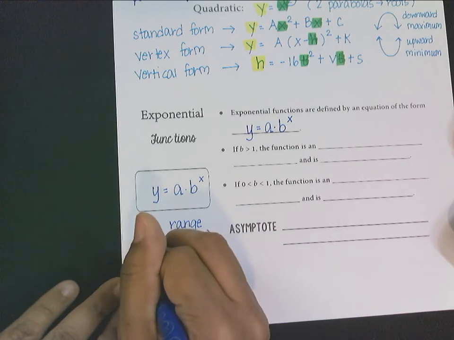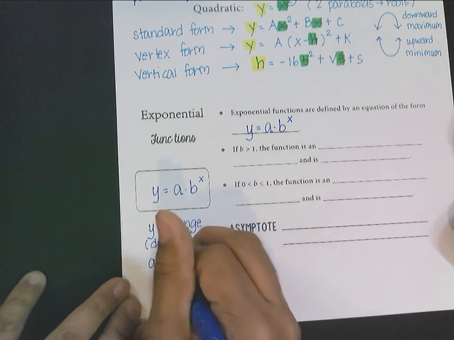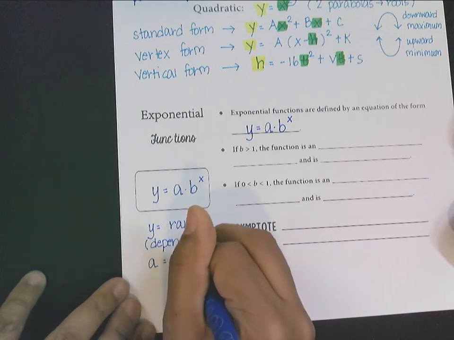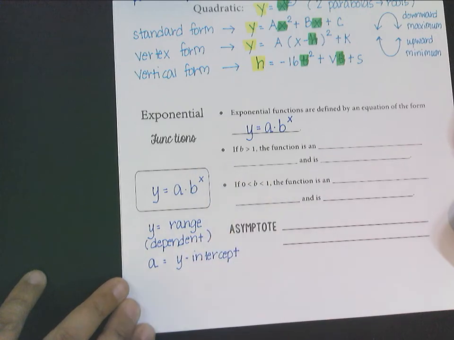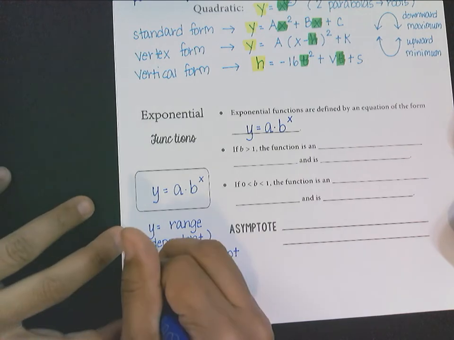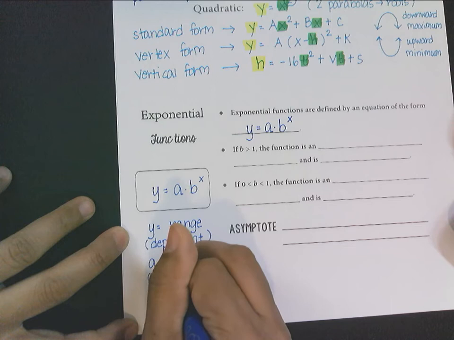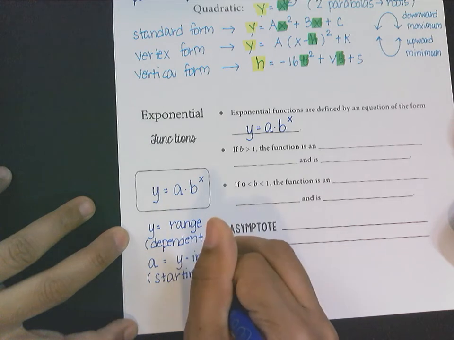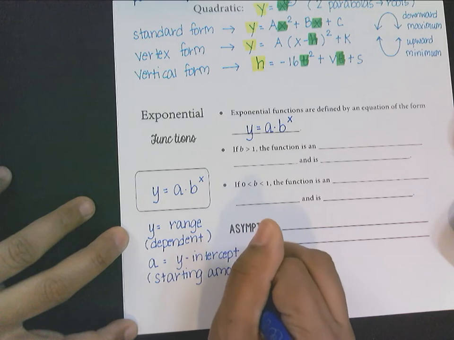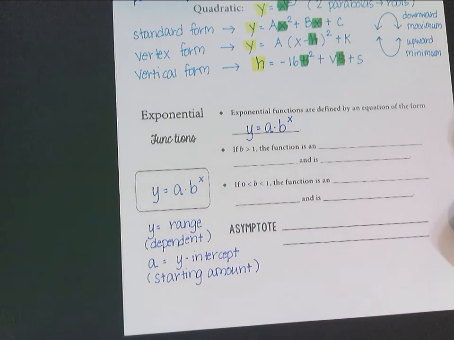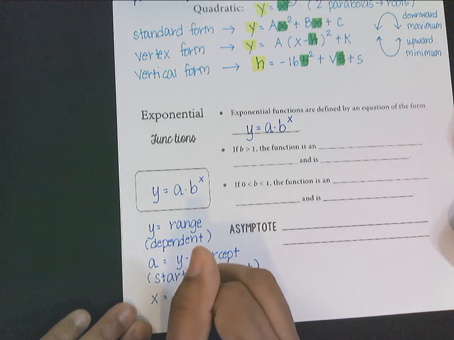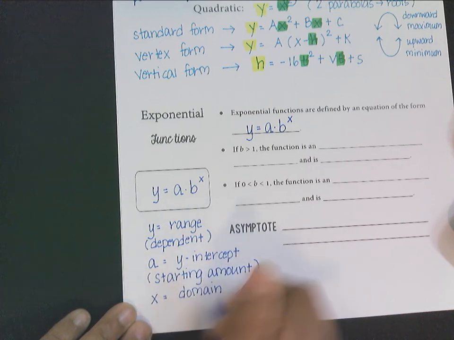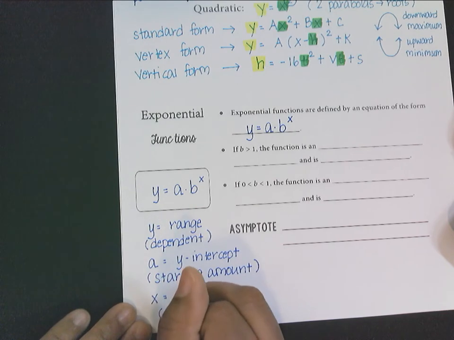The a is going to be your y-intercept. But I'm going to show you how to get the y-intercept, because don't just take the value of a. And of course, your y-intercept is your starting amount. But the a is also something else. The a tells you if it's a reflection. If it's a negative a, it's a reflection. And then the x is your domain. So again, we haven't changed that on you at all. And that is your independent variable.